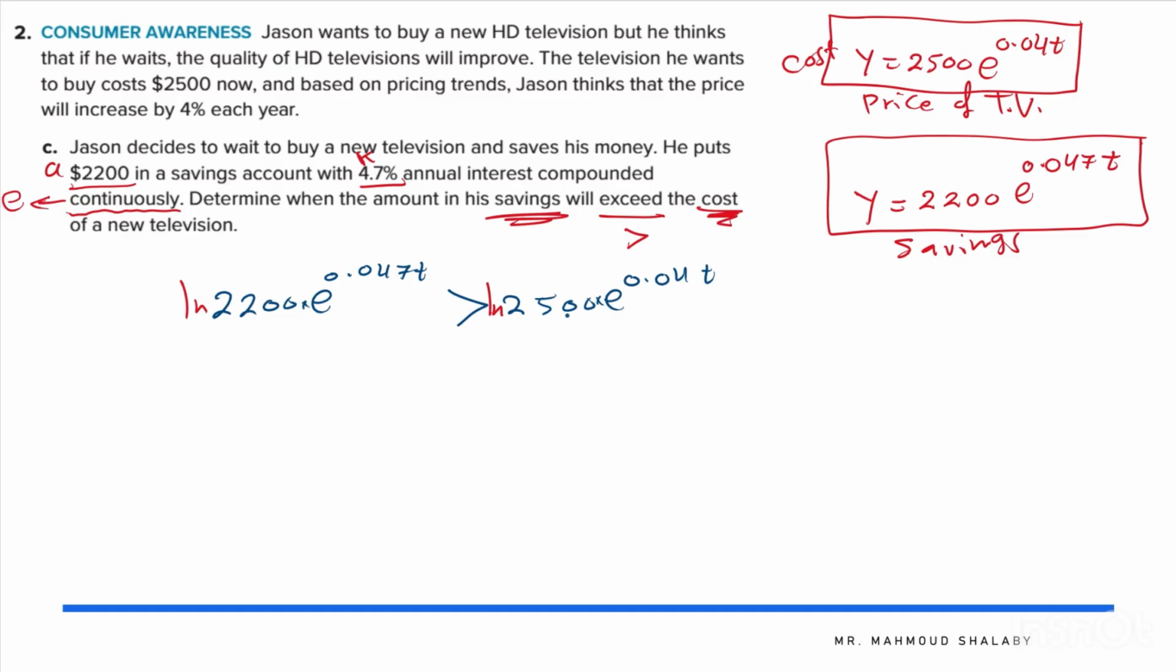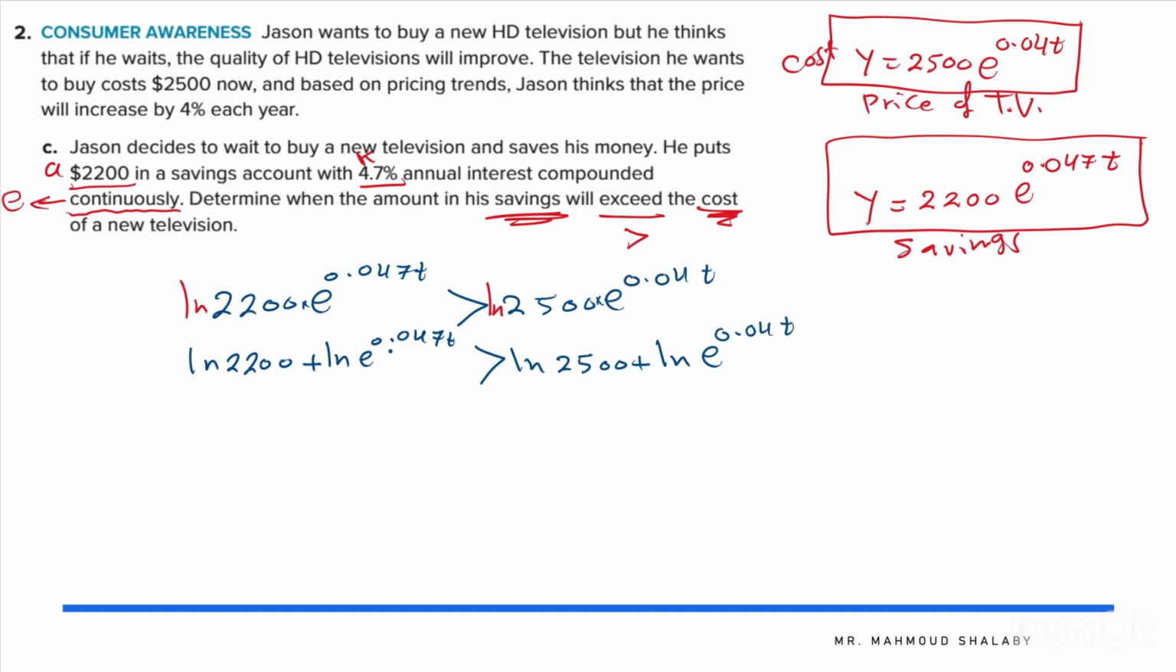If you remember, multiply, we will change it to ln: ln 2200 plus ln e to the power of 0.047t greater than ln 2500 plus ln e to the power of 0.04t.